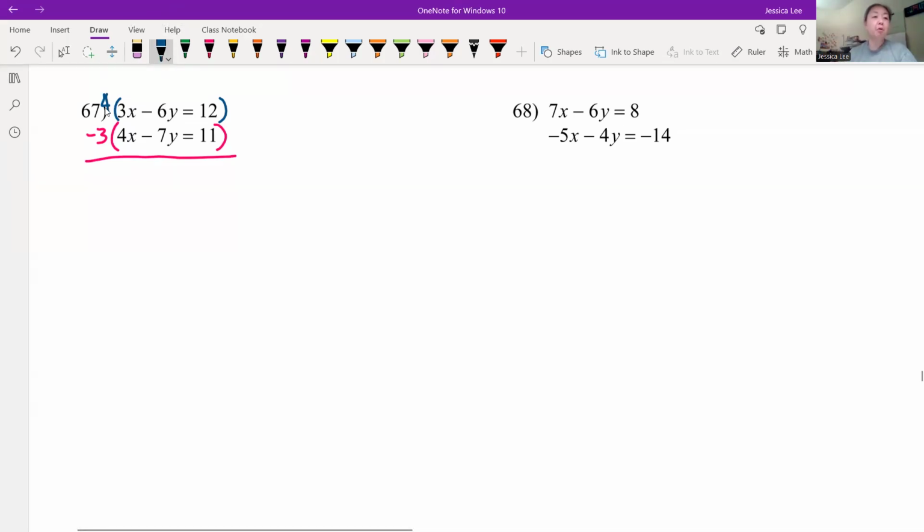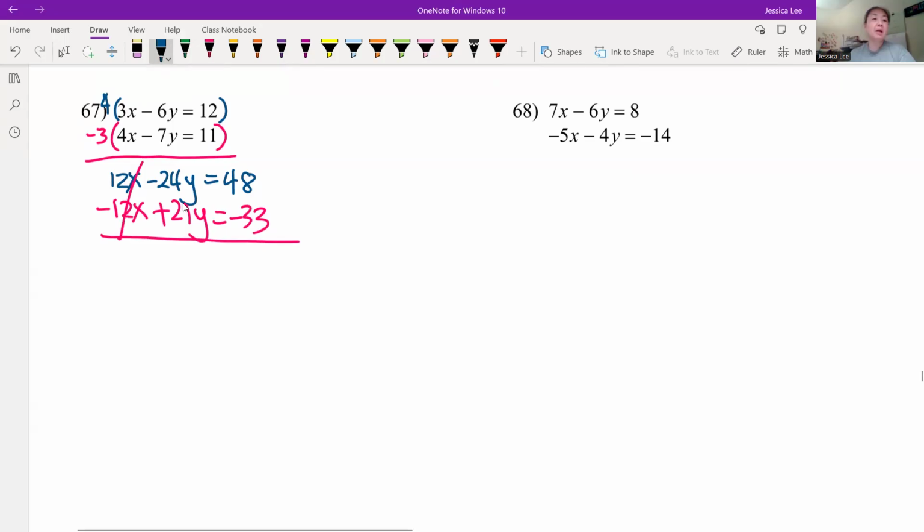I'm going to multiply the top part. 4 times 3x is 12x. 4 times negative 6y is going to be minus 24y is equal to, don't just say 12. It's 4 times 12, which is going to be 48. The bottom one, negative 3 times 4x is going to be negative 12x. This is good, so I could cancel it out. Negative 3 times negative 7 is going to be positive 21y is equal to negative 33.